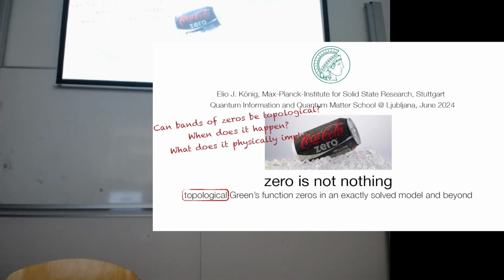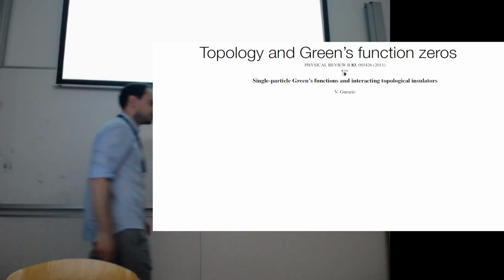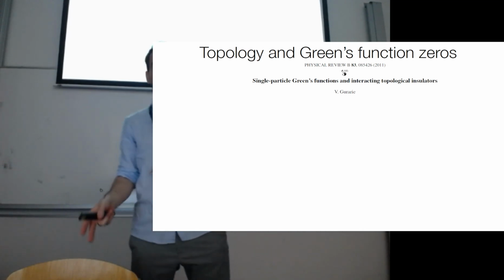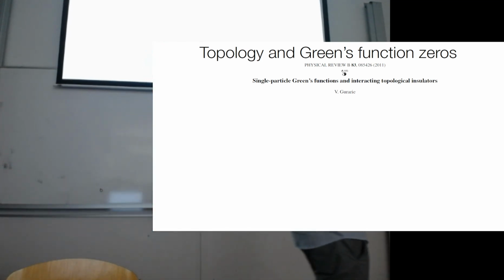As I said, we're discussing Green's function zeros, and in particular, we now want to ask whether they can be topological and what's their impact. I wanted to give a little bit of an overview of how this has emerged historically. The first person who really discussed this seriously, more than 10 years ago, was Victor Ferrari, who studied interacting topological insulators, discussed topological invariants, and in particular also discussed the impact of Green's function zeros.